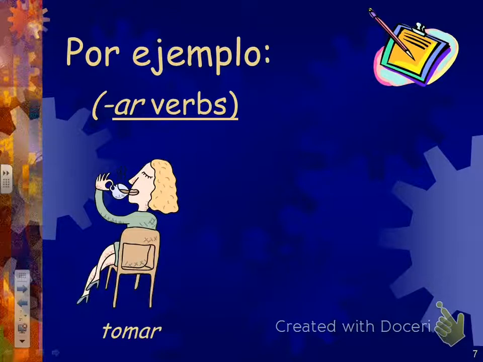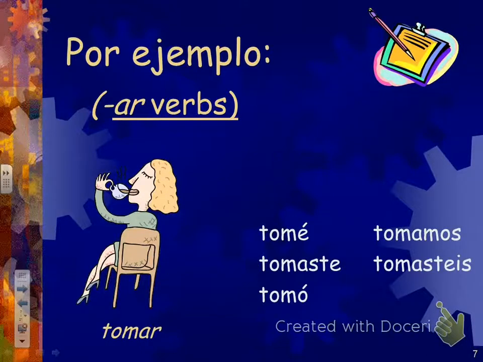AR verb, tomar. What's the yo form of tomar in the preterito, Noah? Tomé. Austin, you ate. The verb is tomar. Or, I'm sorry, you drank. Tomaste. Good. She drank. Ben. No, that would be they. Tomaron would be they. What about she? Tomó. Okay, here we go. Tomé, tomaste, tomó, tomamos, and tomaron. Those are the AR verbs.